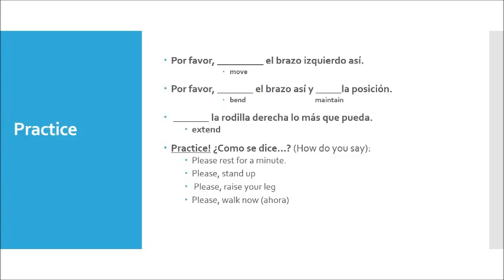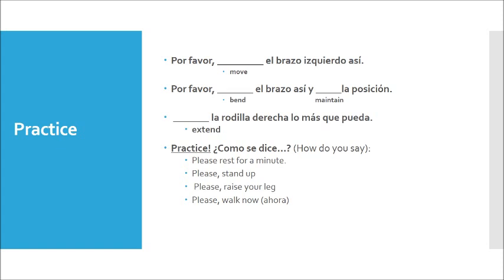This next slide is a practice slide. So I had everyone at the in-service practice and say the blanks out loud so that they can practice. So I'll just give you the answers. So first is, how would you say to move their arm? Say, por favor, mueva el brazo izquierdo así.